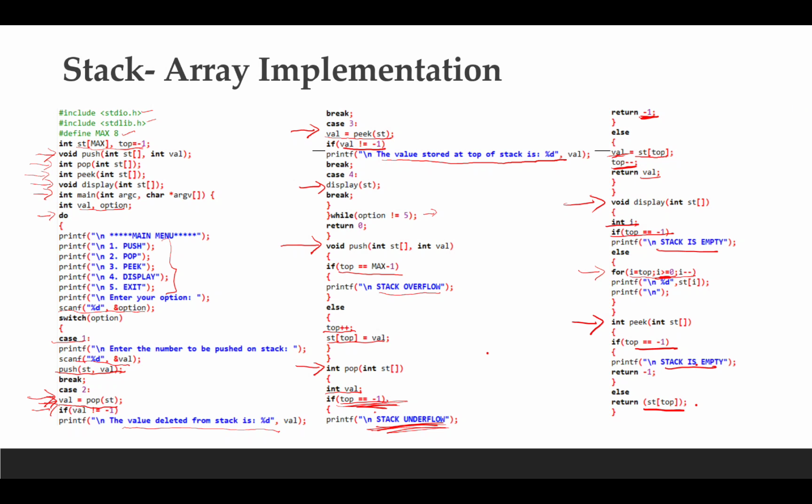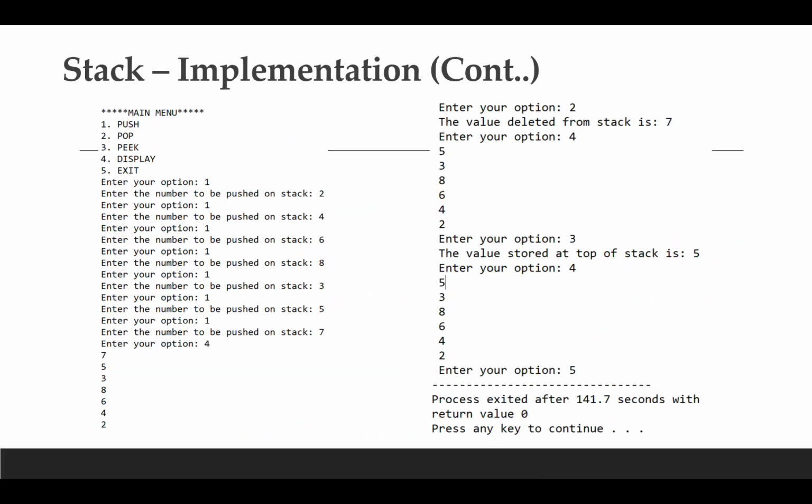And if you give the option as 5, here the condition is false, so it will return 0. So this is the stack array implementation code. Just for reference, I have executed this code.